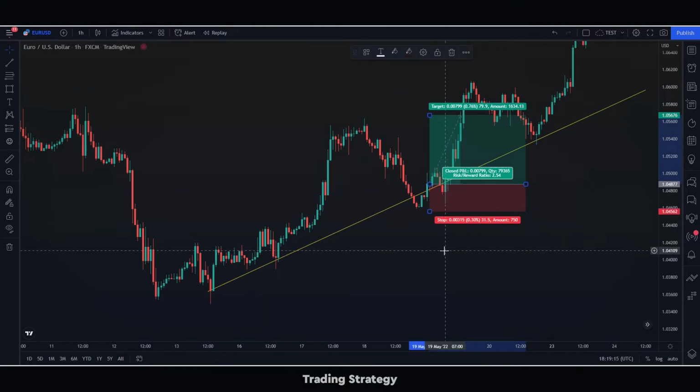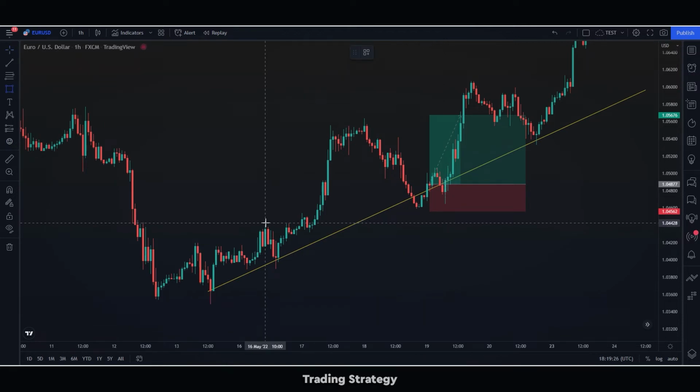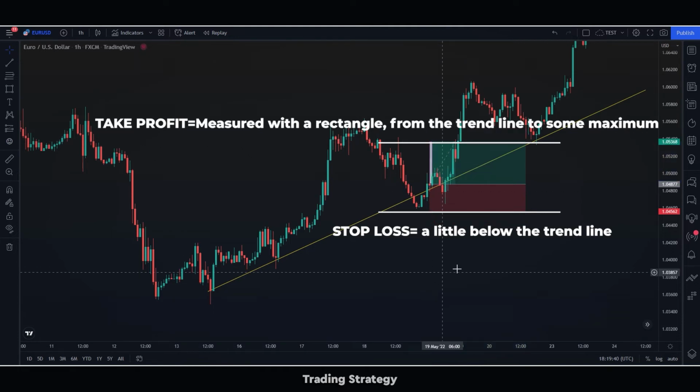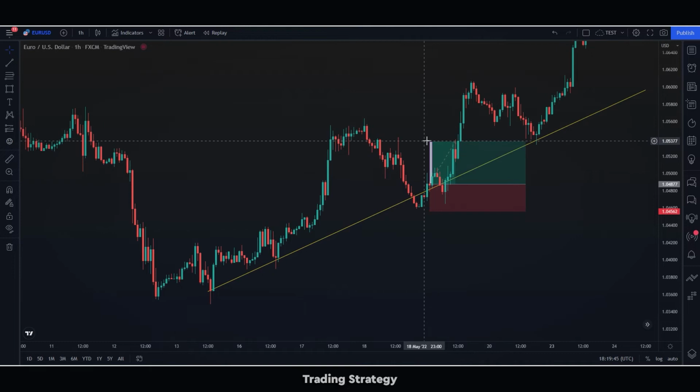And to put our take profit, we will measure with a rectangle the distance from one of the highs to the line. Then we will place that rectangle in the place where we made the purchase, and that will be our take profit. If we are a bit more conservative, we can put our take profit in the middle of that rectangle.